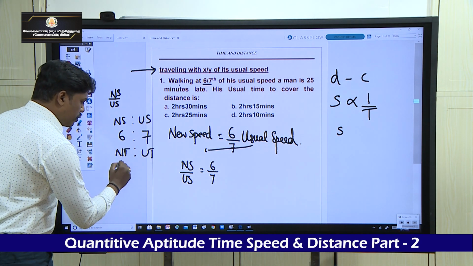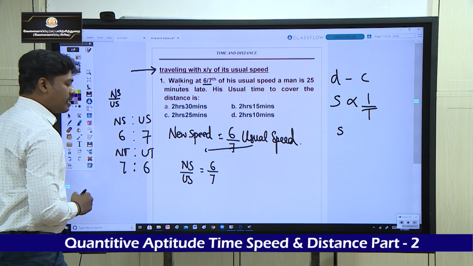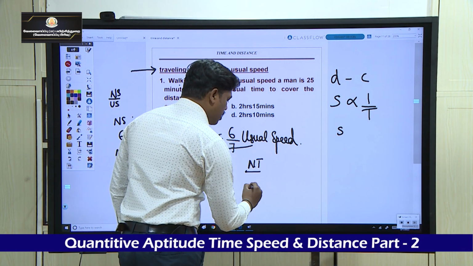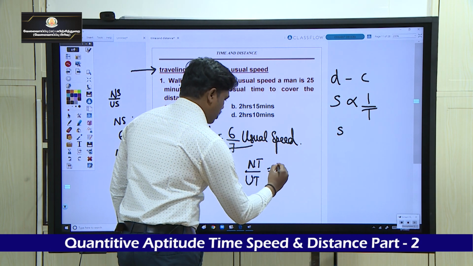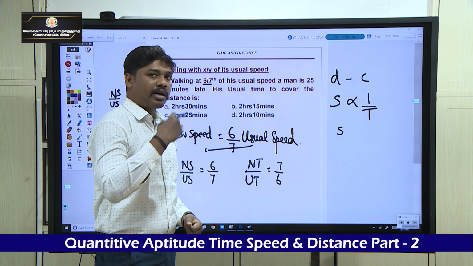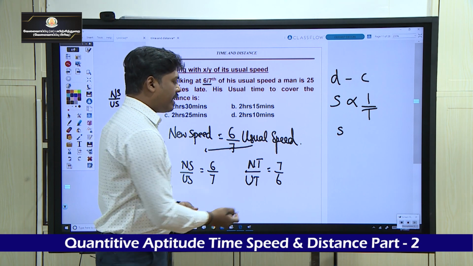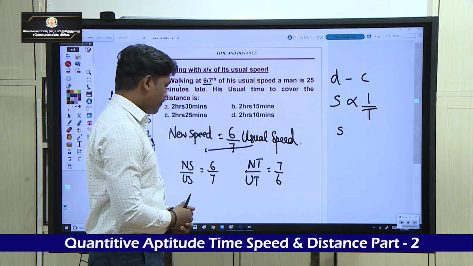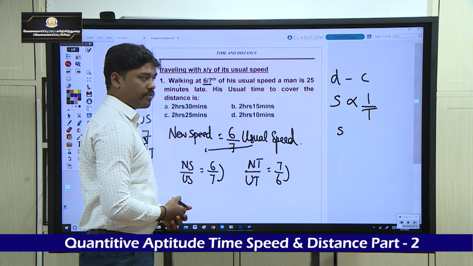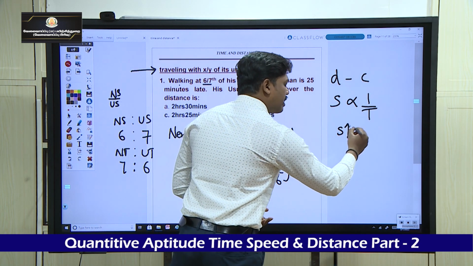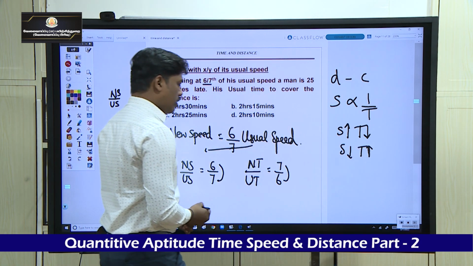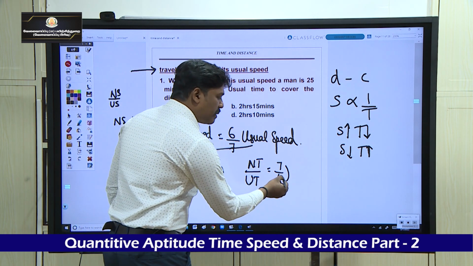Inversely proportional. So new time to usual time is 7:6. I am writing it as new time to usual time, 7/6, which means, for example, if a person's usual time to cover is 6 minutes, but he now takes 7 minutes. Why? When speed decreases, the time increases. That is the concept. Speed increases, time decreases. Speed decreases, the time increases. Okay. So how much part is it increasing here?